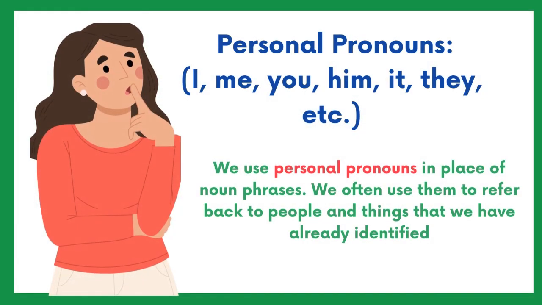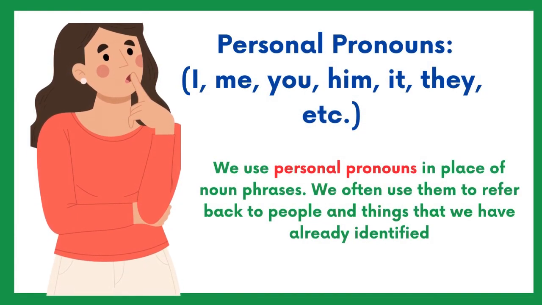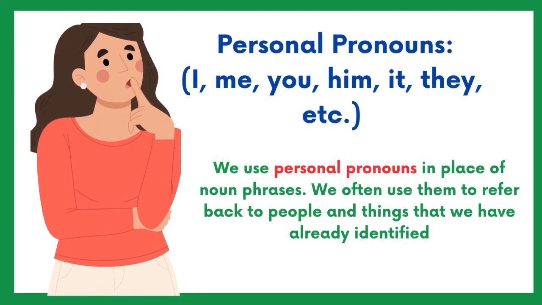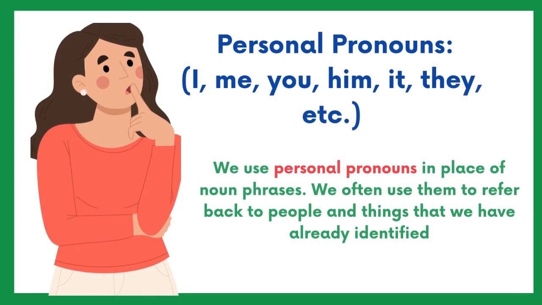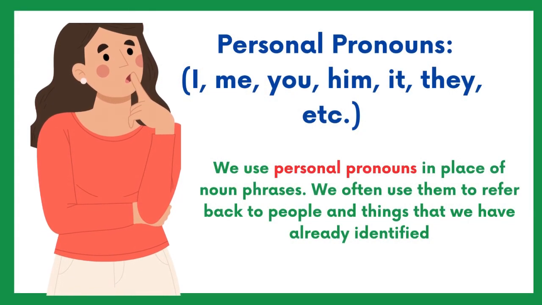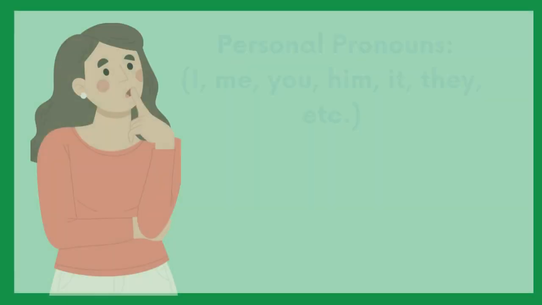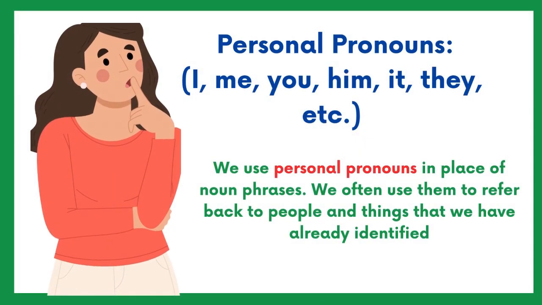Personal pronouns: I, me, you, him, it, they, etc. We use personal pronouns in place of noun phrases. We often use them to refer back to people and things that we have already identified.